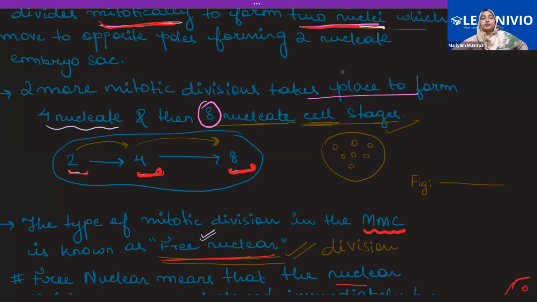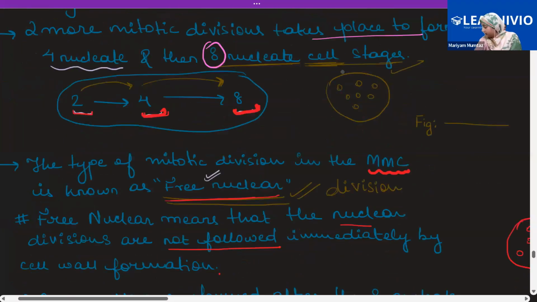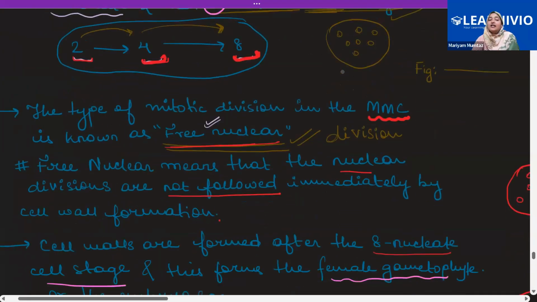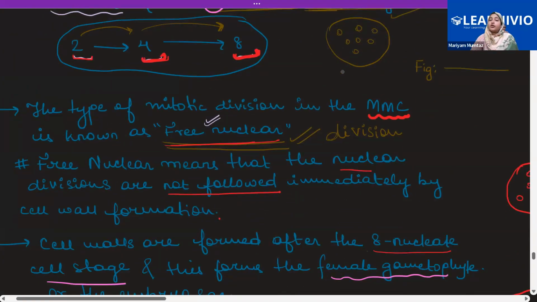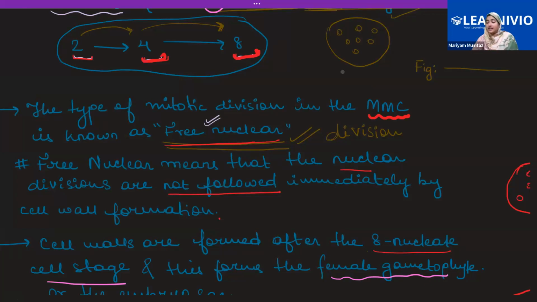So after the two more mitotic divisions, from the two nuclei, four nuclei are formed, and then eight nuclei are formed. Now I said that every nuclear division is usually followed by the cellular division, meaning the division of the cell. But in this kind of division, it is called free nuclear division. Here, the nuclear division is not followed by cell wall formation or cell division. Imagine this situation as one cell containing all the eight nuclei.